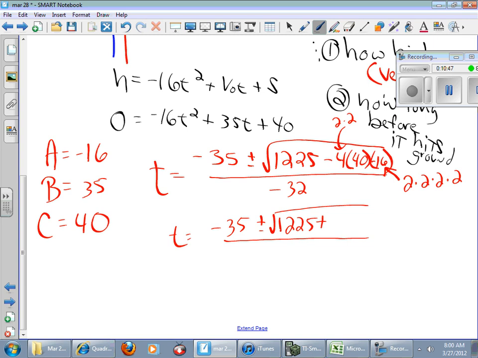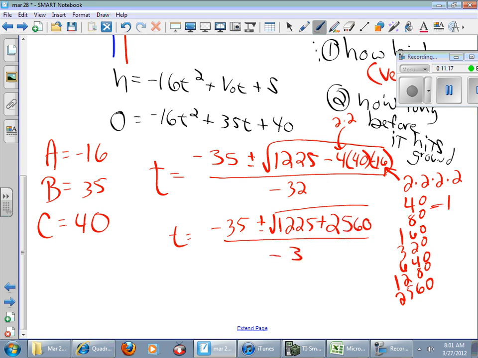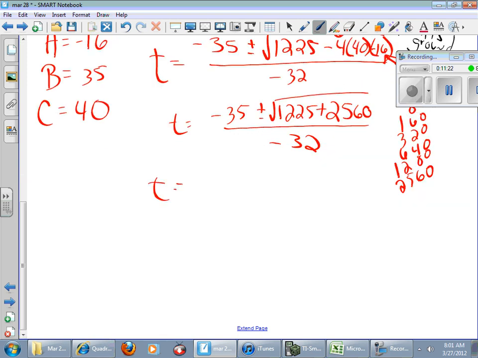I'm just going to double 40 six times. So I'm going to get 40, so there's 1. So it starts right here. 160, there's 2. 320, 3. 640 is 4. 1280 is 5. 2560, it'd be 6. So I should get, you can verify that, 4 times 40 times 16 should be 2,560. That's all over negative 32. And I'll simplify one more step, and t is going to equal negative 35 plus or minus.